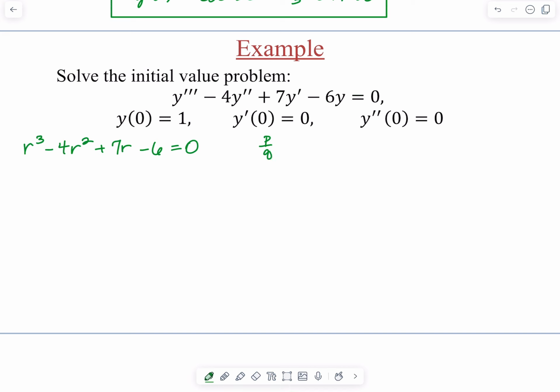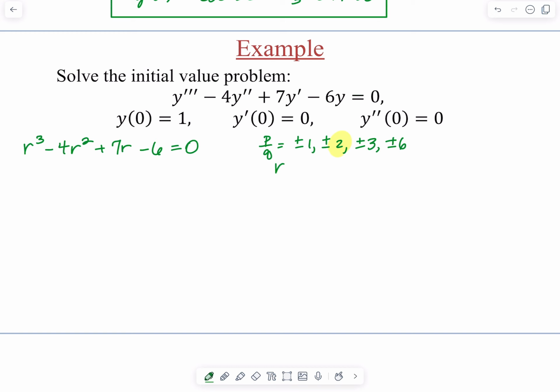You can look at your p over q's: plus or minus 1, plus or minus 2, plus or minus 3, and plus or minus 6. The p's come from that negative 6 and q comes from the 1, so that makes it nice. Upon further examination, you should be able to see that r equal to 2 satisfies this equation.